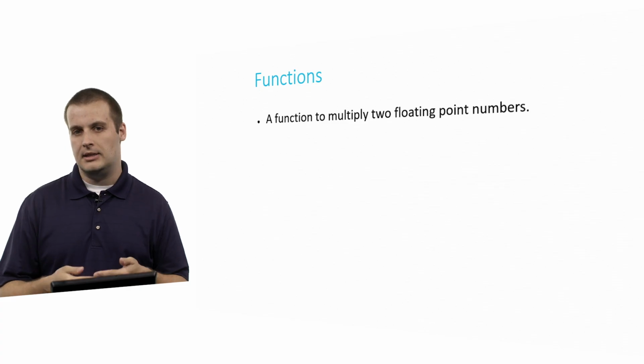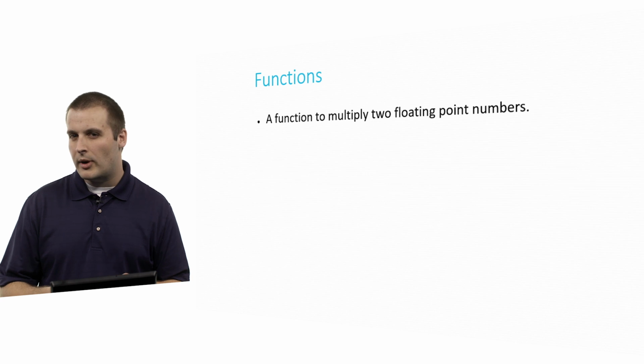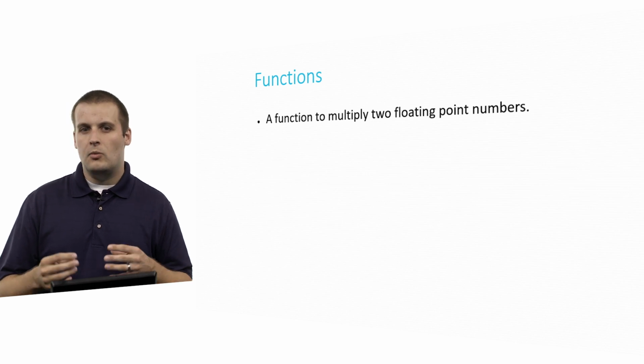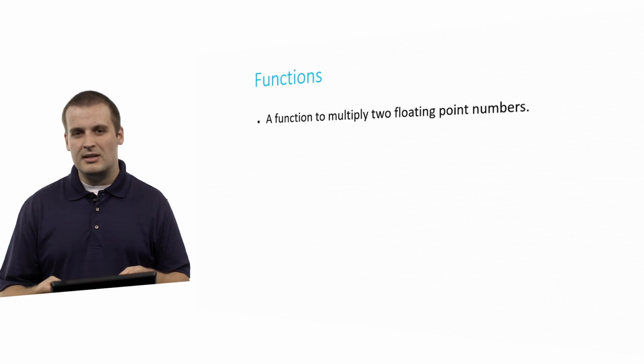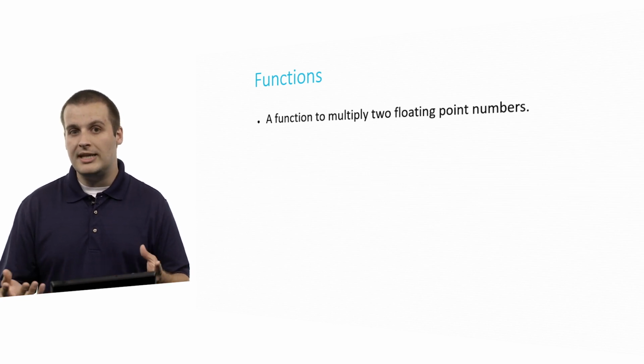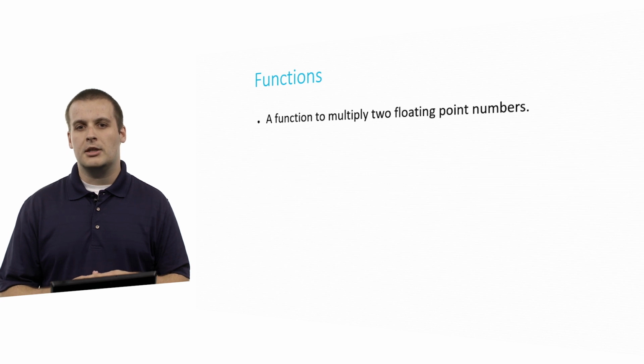Why don't you take a second to think about this one? How would we write a function declaration for a function that multiplies two floating point numbers? Do you remember what a floating point number is? What would this function declaration look like? I'd actually recommend that you pause the video here and take however much time you need, really. Think about what this function declaration would be.